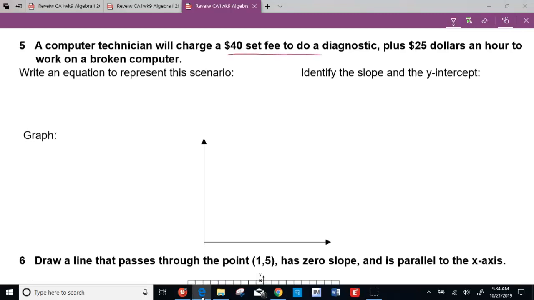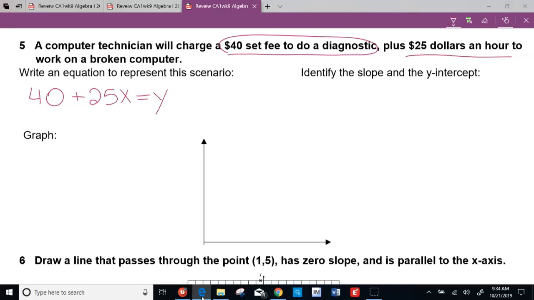We have a $40 set fee for the diagnostic. So the technician is making $40 right off the bat just for testing the computer to see what's wrong with it. Plus, and it says the word plus literally, $25 an hour. Whenever you have something per unit, per hour, per minute, per mile, that's always a big indication that that's your slope. So we're going to be spending $25 for X amount of hours that he's going to work, and that'll give us our total amount.